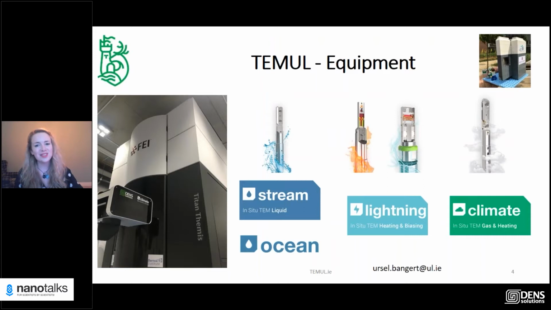So in terms of DENS and in situ, we have all of the holders. The two main ones that I work on will be the Lightning, so to do the biasing and heating, and then the other holder that I use at the moment is the Stream holder, so more biasing, and that's in collaboration with Professor Kevin Ryan's group and Dr. Hugh Geaney as well.